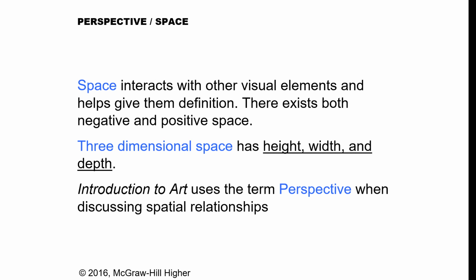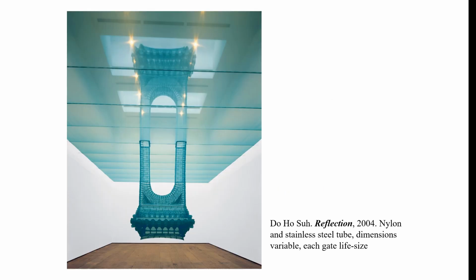Our textbook, Introduction to Art, uses the term perspective when discussing spatial relationships. Space interacts with other visual elements and helps give them definition. There exists both negative and positive space, sort of like we saw with the discussion of figure-ground relationships. Notice how Do Ho Suh uses a kind of mirror image to create space where it actually doesn't exist, in the reflection of the gate in the ceiling.